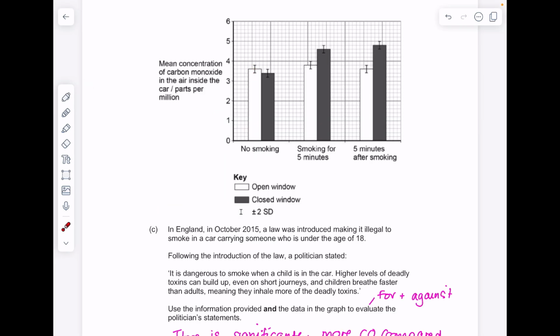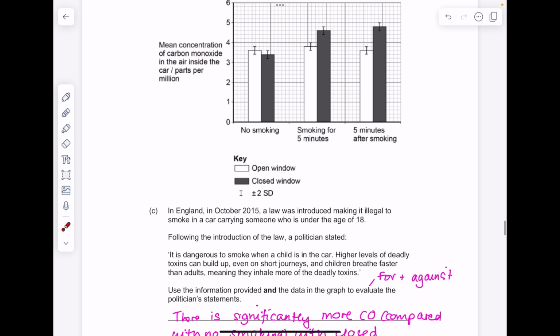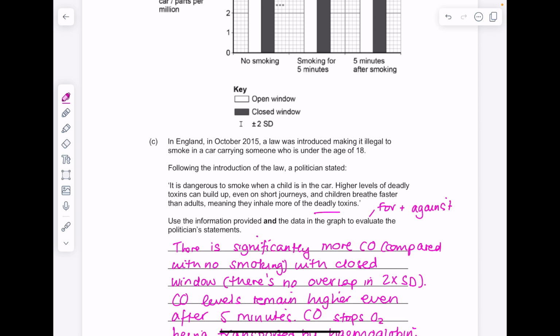And then if we look more closely at these error bars, just for the open window, look, there's no significant difference between them because they're overlapping, which means that the data suggests that smoking with the windows open will have no significant effect on the mean concentration of carbon monoxide. Again, that's quite a difficult mark because we're talking a lot about standard deviation. To be honest, you might prefer to just say, well, actually, I don't even know if the numbers relating to parts per million are even deadly, as they've said here, the politician.